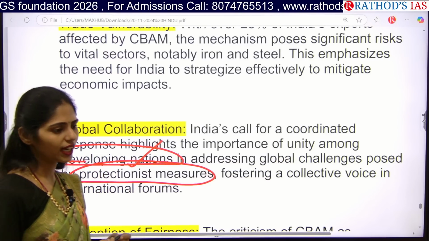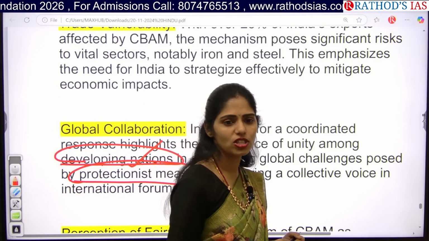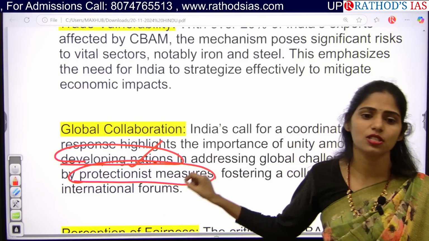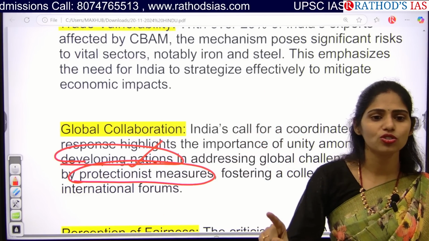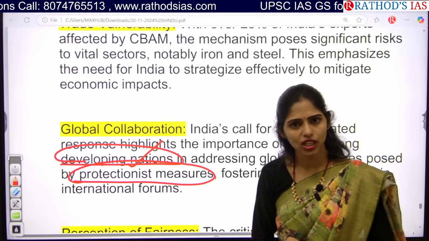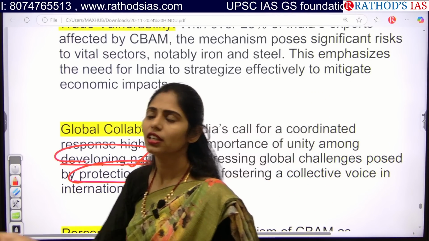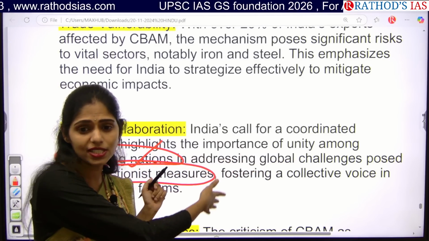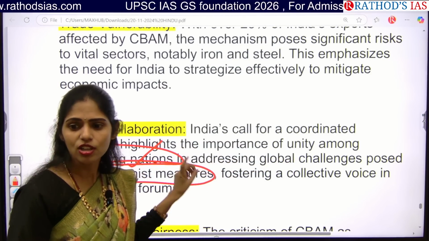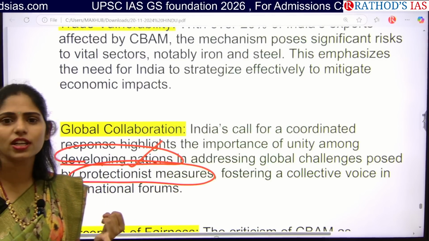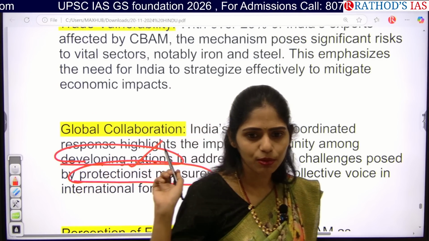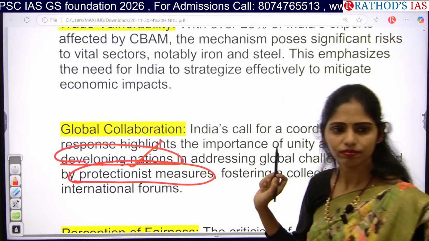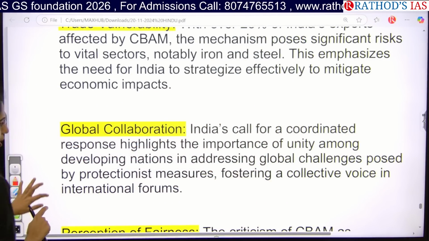Whenever you get any question regarding protectionist measures, remember that Trump has again come into power, and Trump will also be using protectionist policy. He wants to focus only on the development of his domestic industries. The trade war between India, the US and China started because of this protectionist policy. So if you get any question regarding protectionist policy, you have to write about the CBAM of the European Union as well as Trump's policy of trade war. Clear? Am I clear? Are you getting my points?